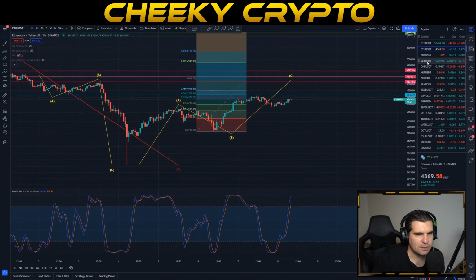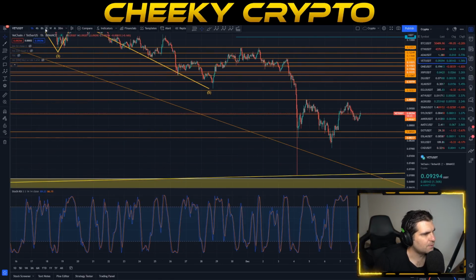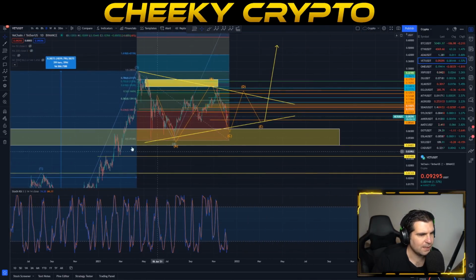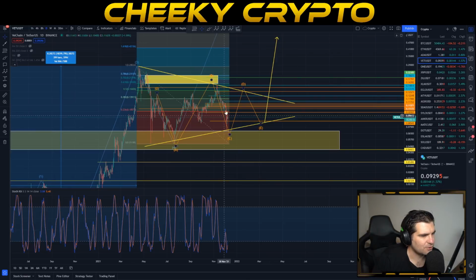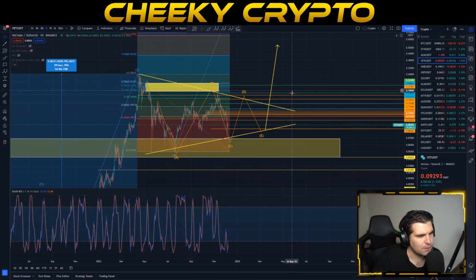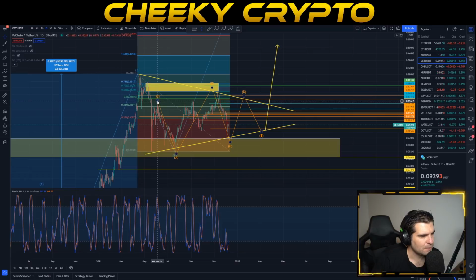If we take a look at VeChain, we zoom out on this one onto our daily view. This is where we can see the A through E. This is basically an Elliott wave triangle. Nice big view on the daily, and we can see this one playing out. This is something that we've seen previously.